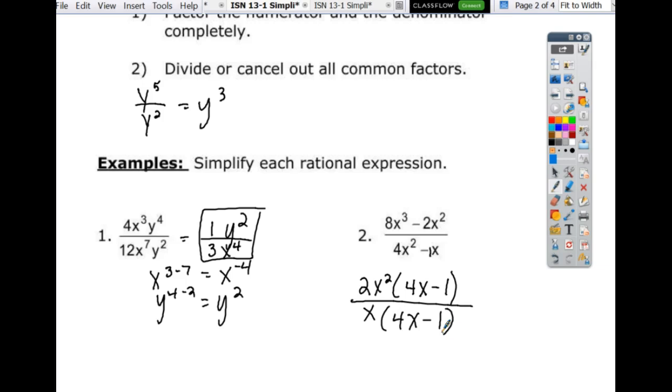So can I reduce now? Do these match? So these cancel out. If I have x squared on top and x on bottom, can I cancel? Because 2 minus 1, so I get 2x. That's okay. We're going to do another one.